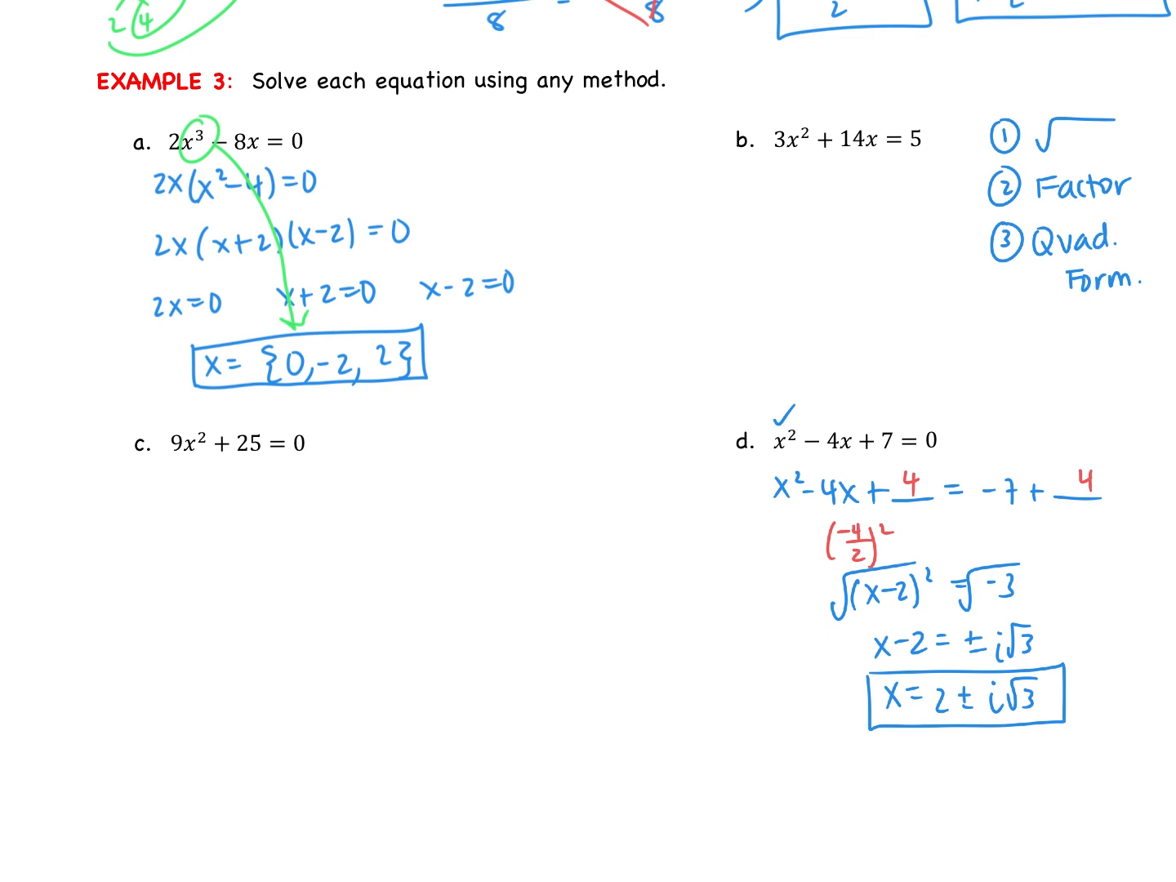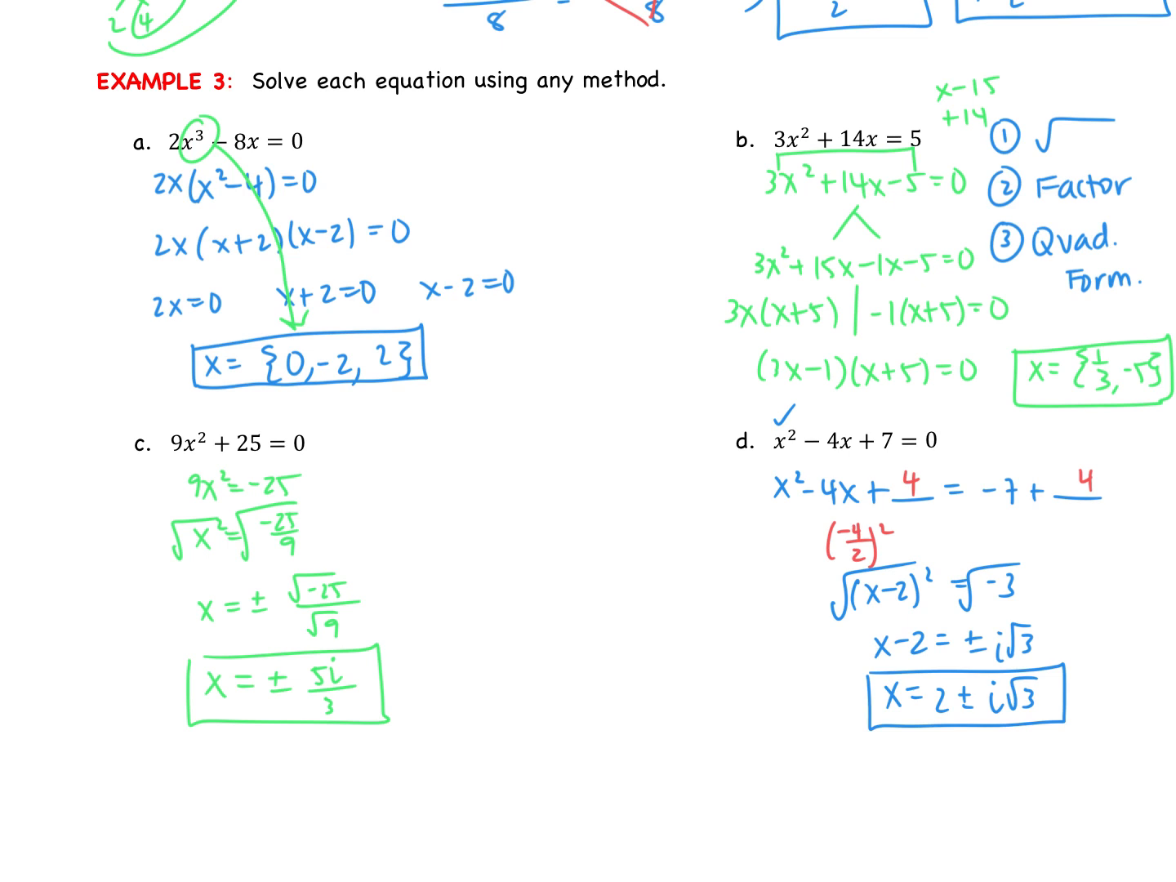Questions before you all try the last 2? Here are the 2 answers. The first one is 1/3 and negative 5. So that's for B. For C, you should have gotten plus or minus 5i over 3. In B, you cannot use the square root method because of the 14x. I chose to factor. If you want to use the quadratic formula, that's fine as well. You should have gotten the same answer.